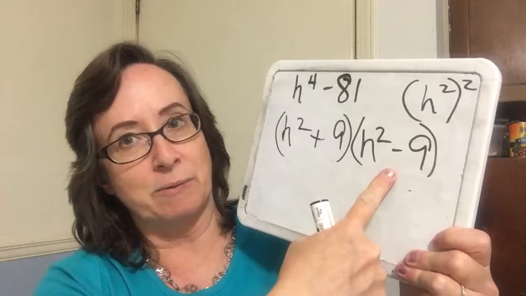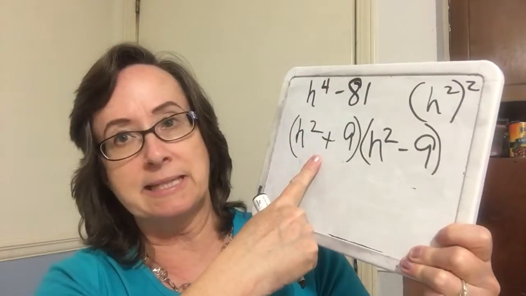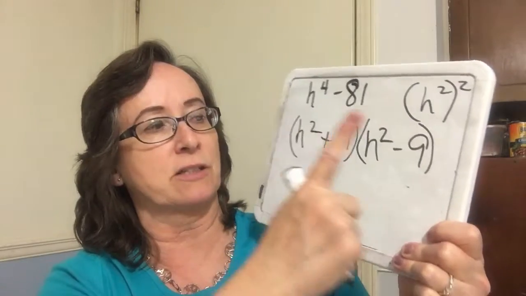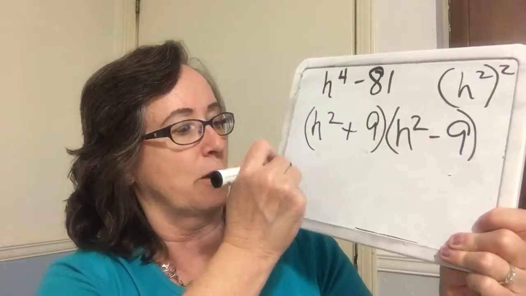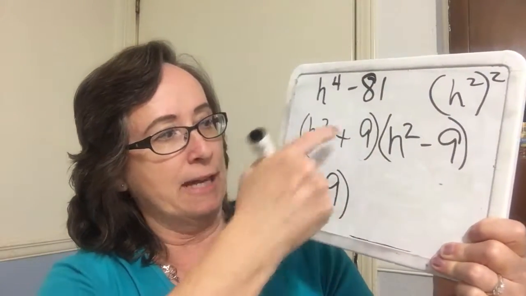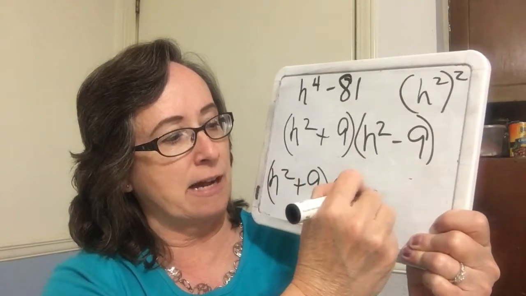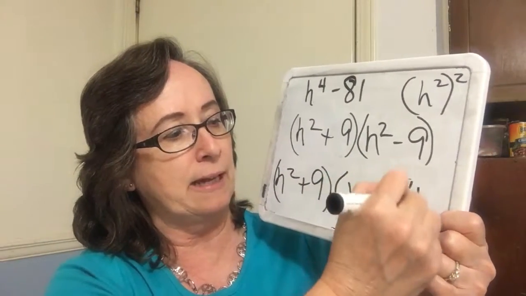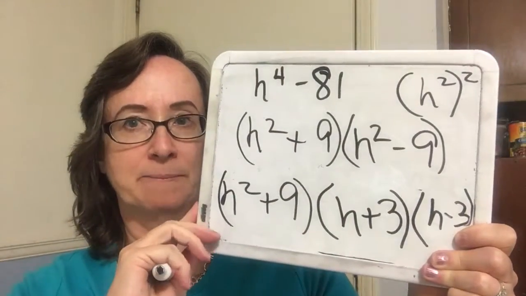But this one right here is a difference of two squares. Again, this one is the sum of two squares, which does not factor. This one is, again, a difference of two squares. So my final factorization is going to be h squared plus 9, and then I factor this as conjugates, h plus 3, h minus 3, and now I'm done.